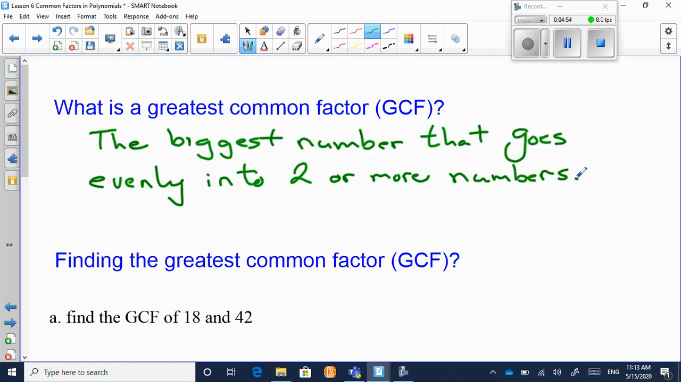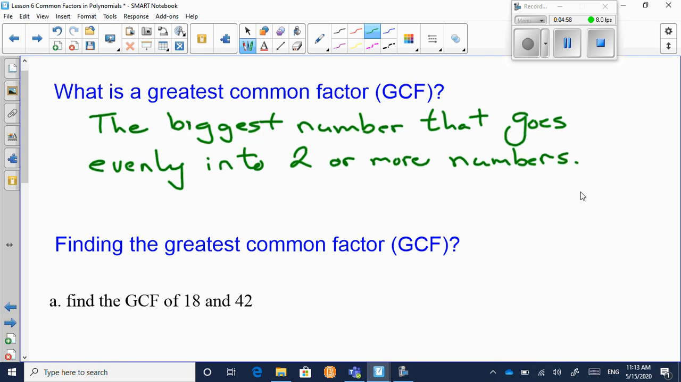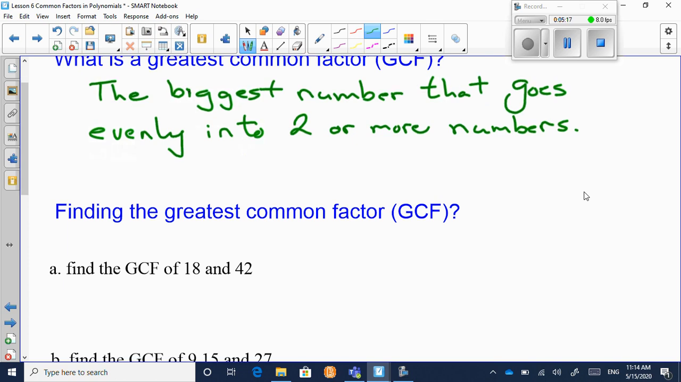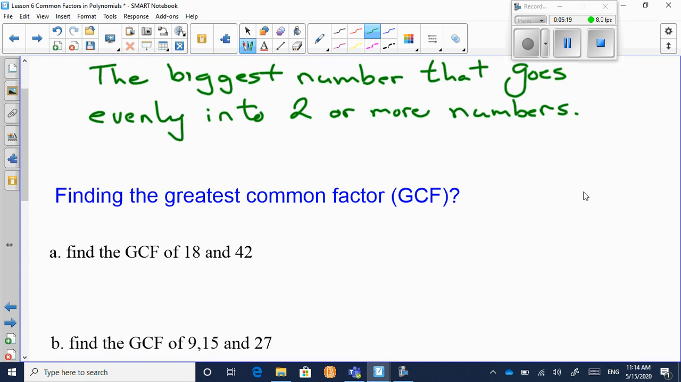Now I'm going to give you some tools to do this. I have to admit, the tools I'm going to give you are a bit long, but you don't have to use these tools. It's nice to see them, and I think you'll start to see why, in many cases, people can just find the greatest common factor by inspection, but it's nice to have a few tools to do it.